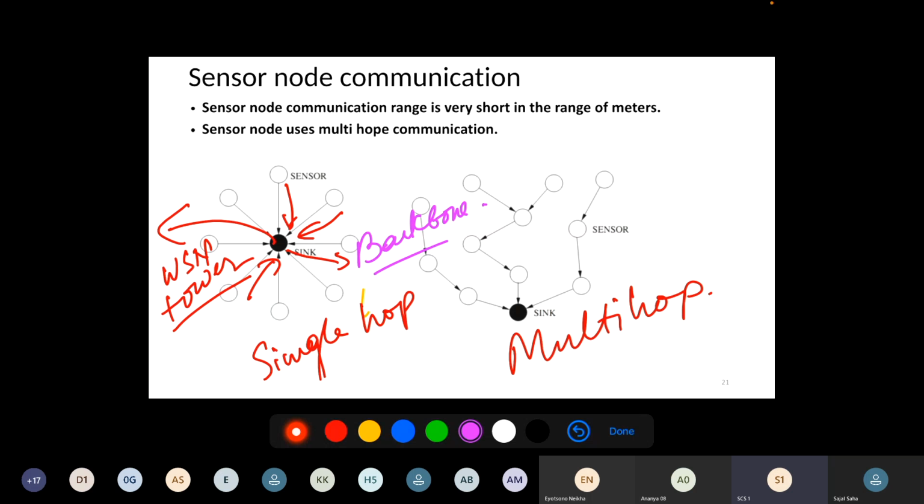Now, in case of multi-hop communication, this sensor will send the data to this sensor, which will send the data to this sensor, and after that, the sensors which are geographically nearer to the sink will collect all the information on behalf of their neighboring sensors, and then send the data to the sink. It is not that there is only one neighboring sensor. Here you can see three neighboring sensors. They are collecting the data from different locations and sending the data to the sink.